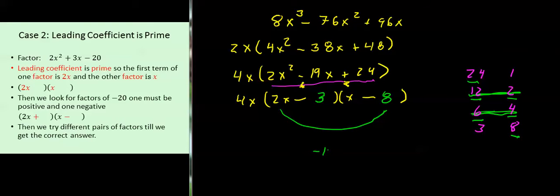Minus 16x minus 3x equals minus 19x. I wanted a minus 19x. There's my answer. That's simple. Eliminate the things that can't be, and oftentimes you don't have many other choices.